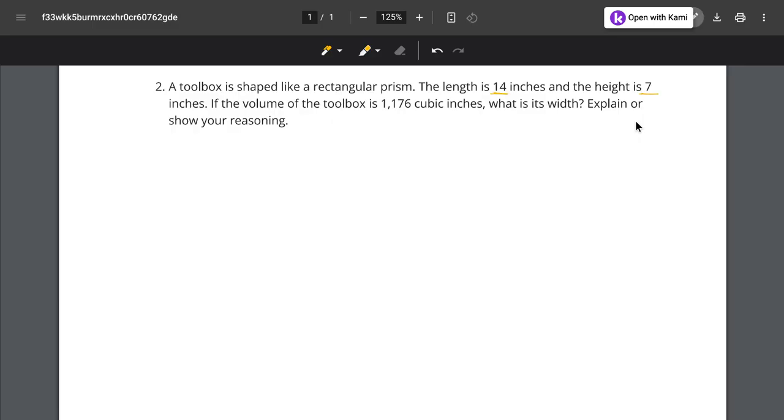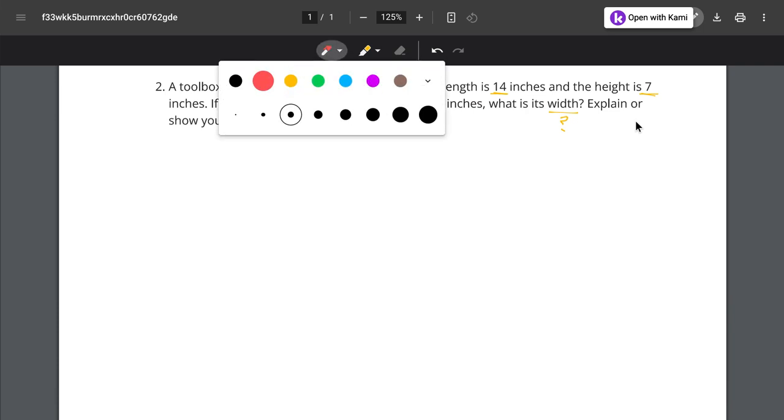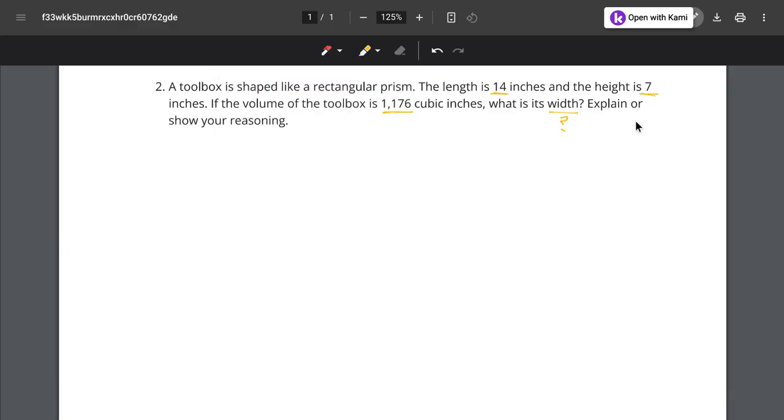We know we have a height of 7. What we're needing to find is the width, right? The other number that we're given is the overall volume. So if we remember what we learned in unit 1, we know that volume equals length times width times height. And in this problem, we're given the volume.